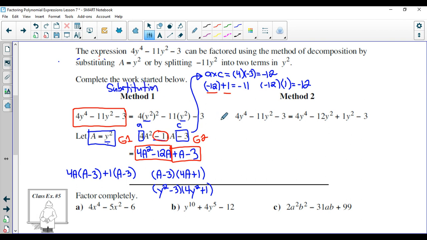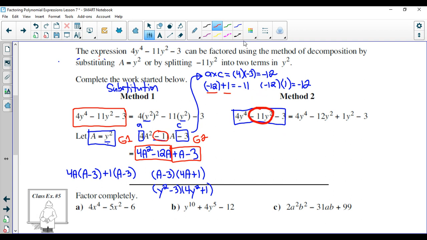Okay, now there is another method you can use as well. And I actually find this one's a little bit quicker. Okay, so we have our trinomial, the same one, 4y to the 4 minus 11y squared minus 3. Now, what I want to do immediately is, instead of doing a substitution, just look at that middle term, which is negative 11y squared, and we're going to immediately just jump to doing decomposition.